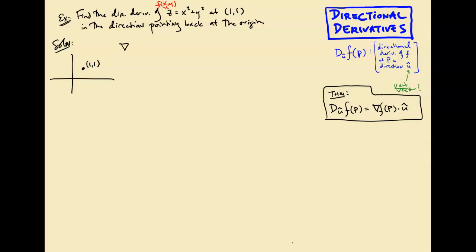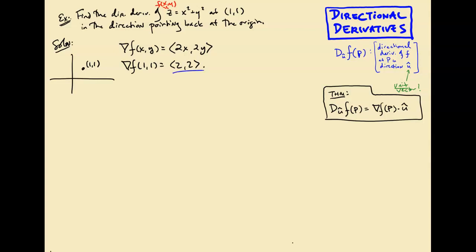So we're starting with a gradient. The gradient of f in this case, a function of two variables, is clearly going to be (2x, 2y), because that's the partial with respect to x, and that's the partial with respect to y. So that means that the gradient evaluated at (1, 1) is going to be (2, 2). So that's a good start. We're going to need that shortly.